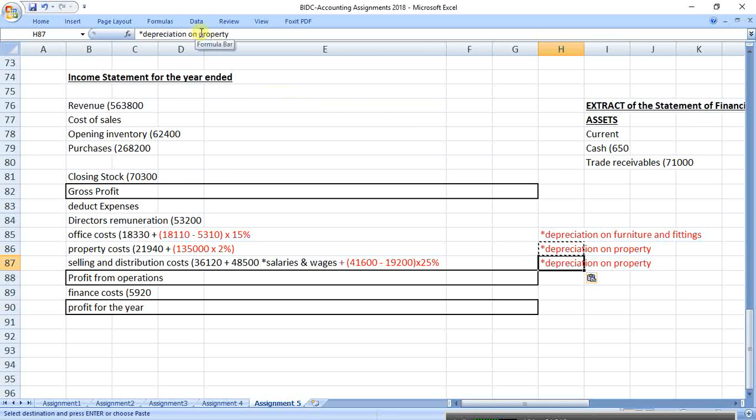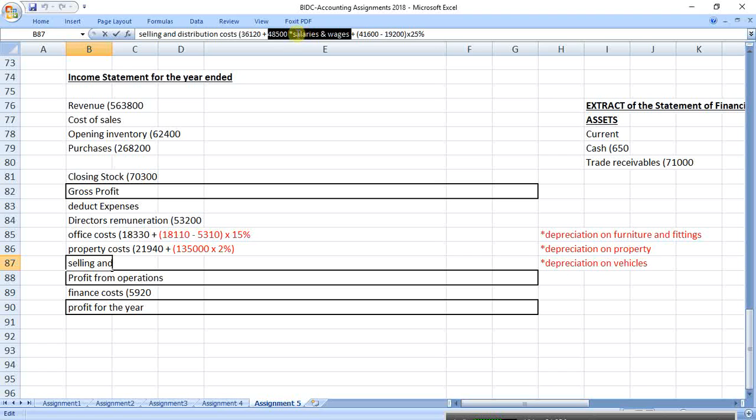Depreciation on vehicles. Okay. Yeah, what else do we have? Wages and salaries are to be charged as follows. Selling and distribution costs 60% and office costs 40%. Okay, so now we know how to allocate it. Remember earlier I was asking you, where am I going to put this, salaries and wages? Now I know. It must go there, but how much must go there? 60%. Exactly. Okay, so times 60%.